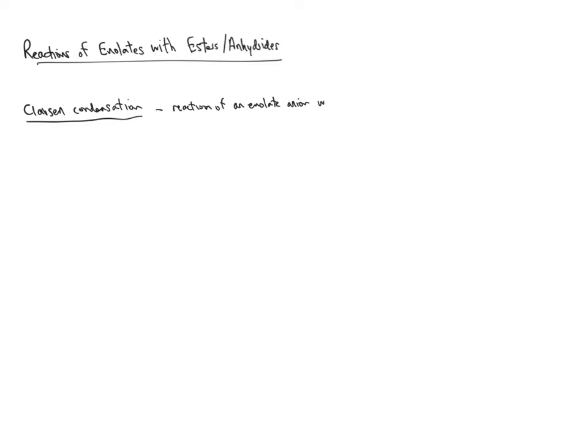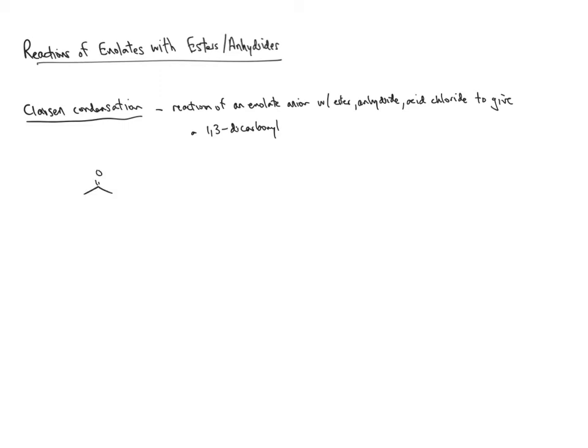with one of three things, either an ester, an anhydride, or we can even have the acid chloride. And this is going to give a functional group known as a 1,3-dicarbonyl. So the simplest reaction is one in which the two carbonyls are the same.